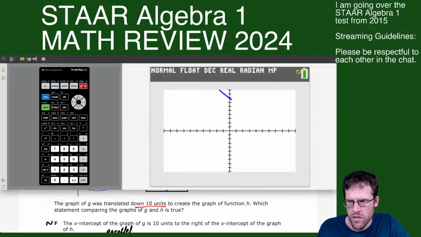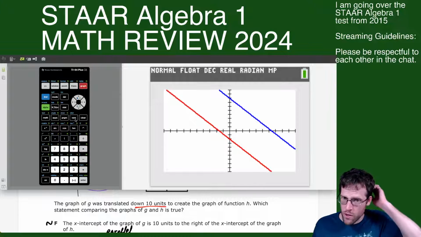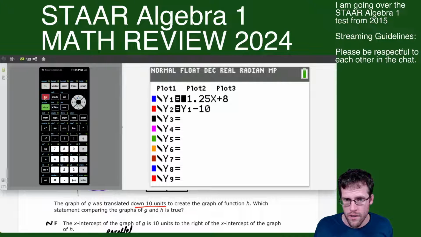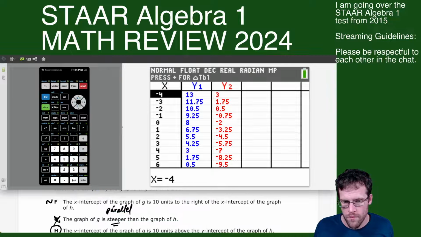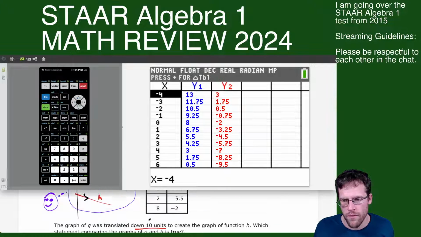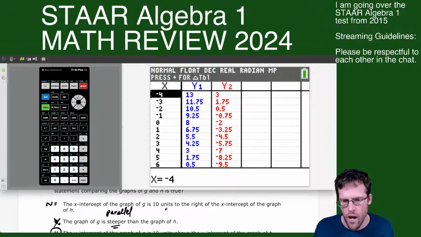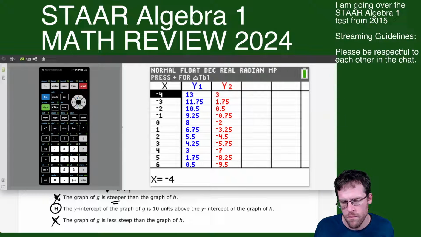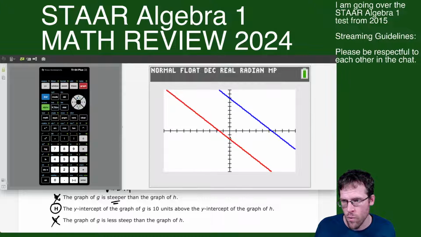And now I could just press graph here and notice that the new graph, the one that I just graphed here in red, the y-intercept of the graph of g is the original. So the y-intercept of the original is 10 units above the y-intercept of the new one. And you can even see if I were to do the new one plus 10 would put me to 8. Okay, or you can even look here. If you want to count it, you could go up 1, 2, 3, 4, 5, 6, 7, 8, 9, 10.